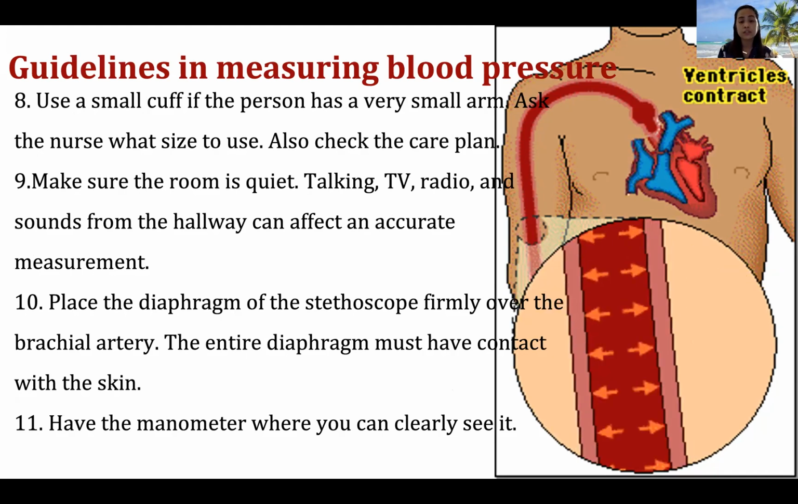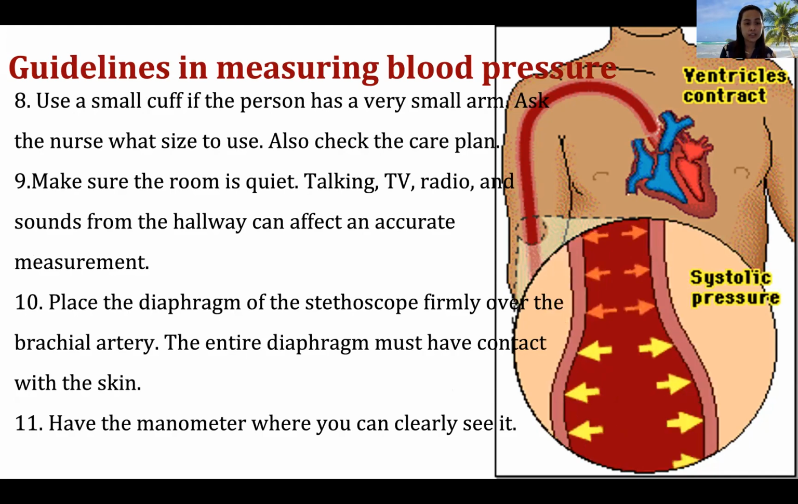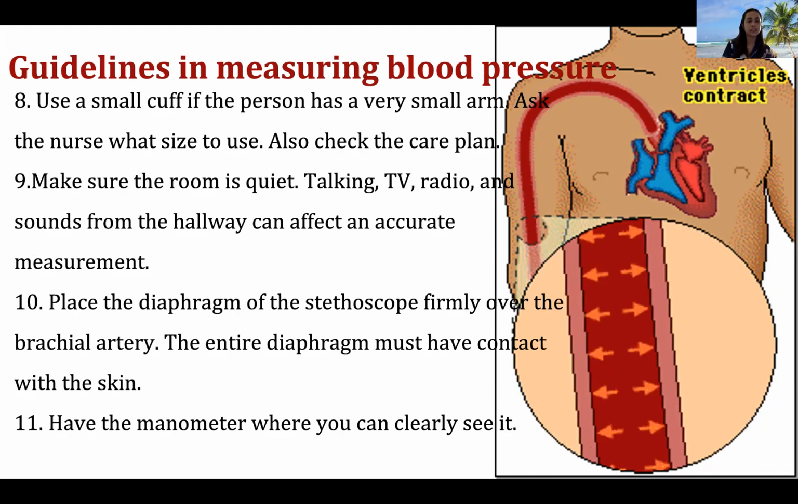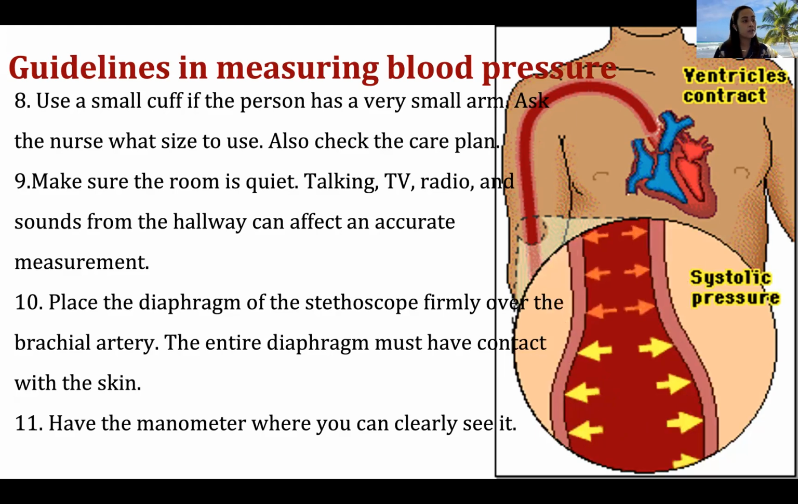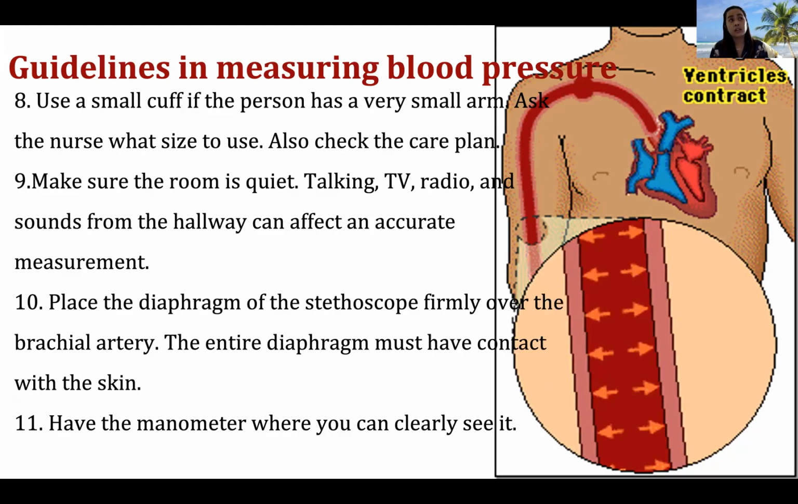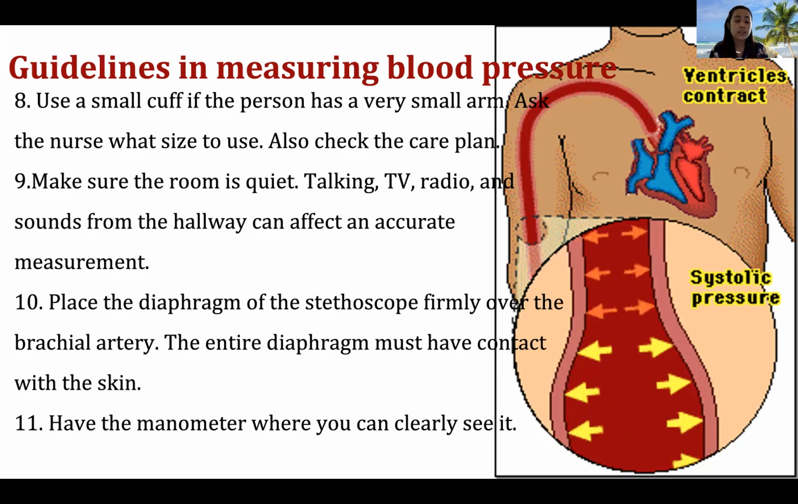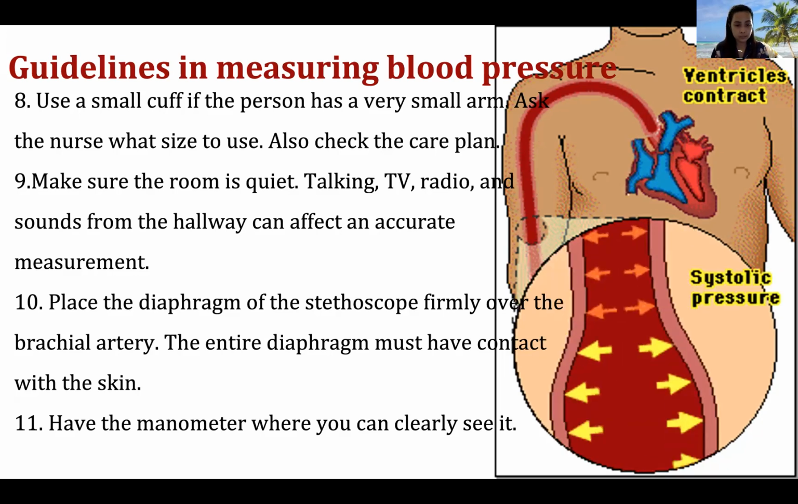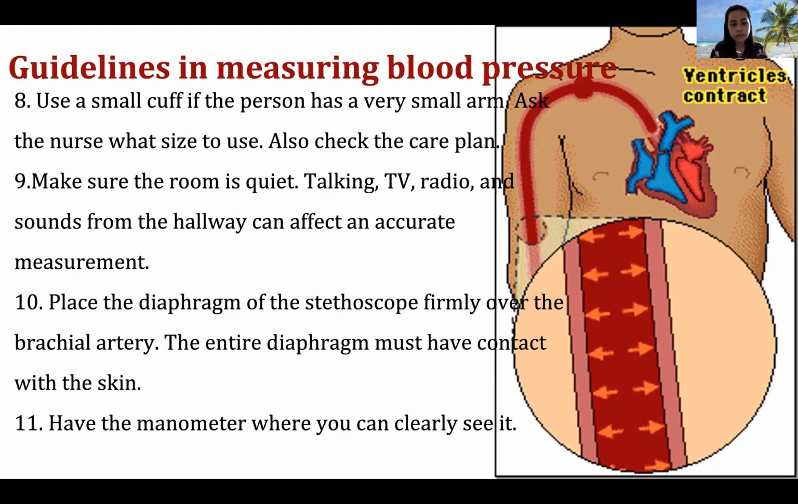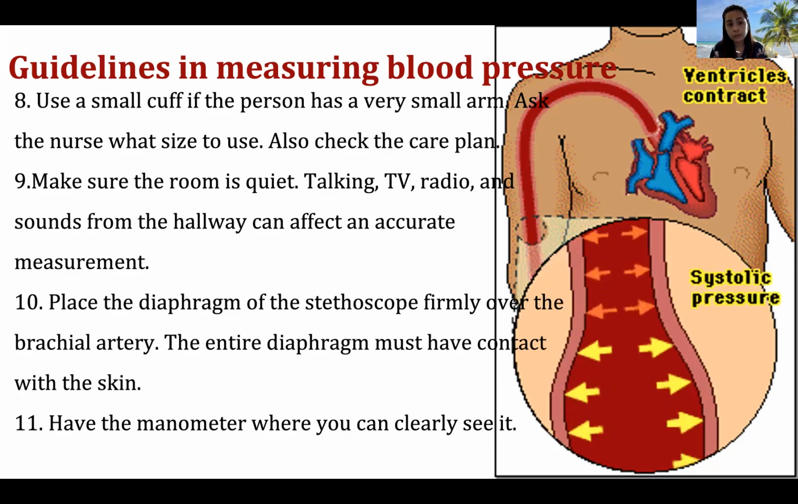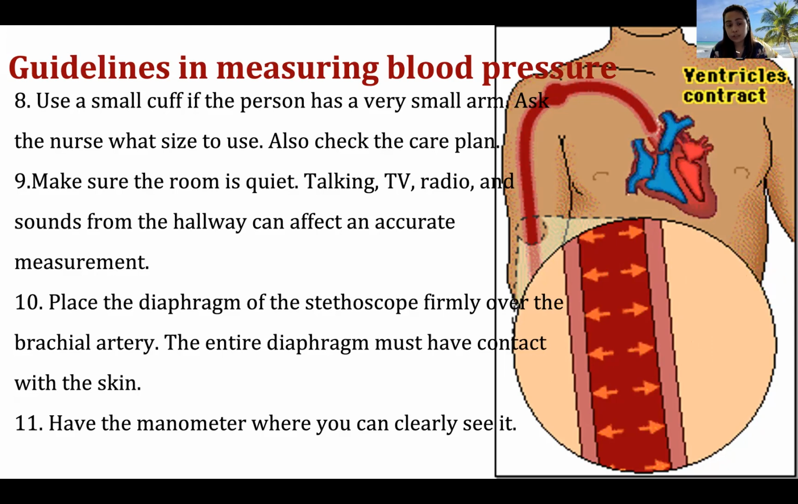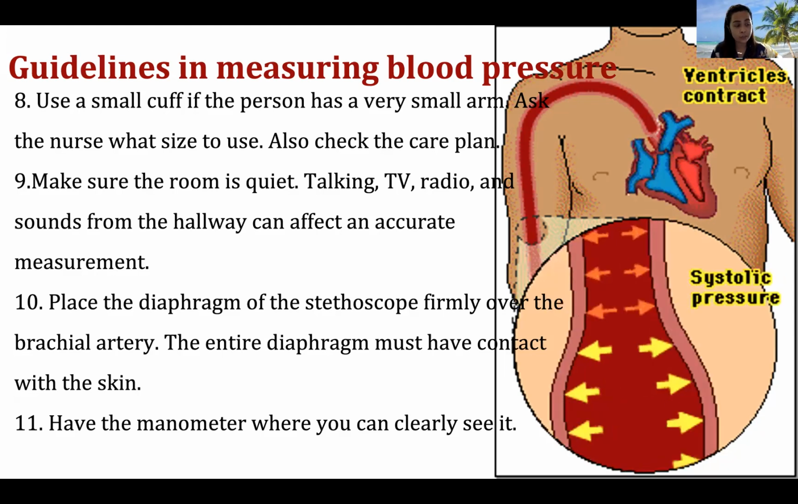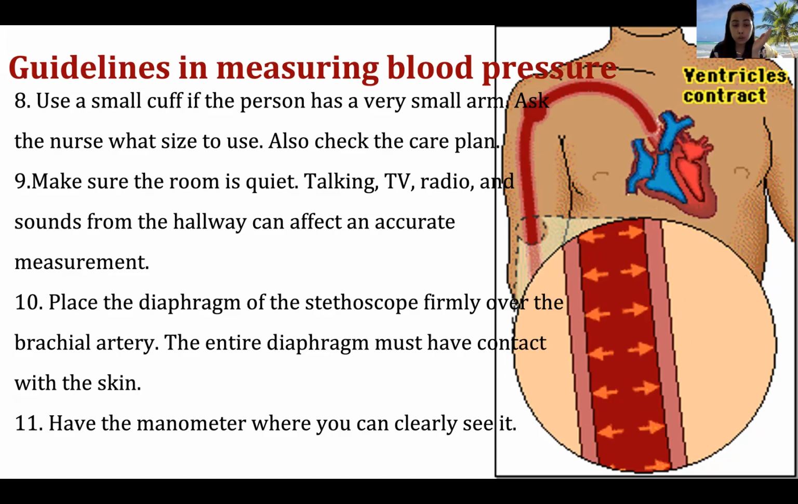Make sure the room is quiet. Talking, TV, radio, and sounds from the hallway can affect an accurate measurement. This is applicable if you are using the digital blood pressure machine, because any gadgets can affect the accurate measurement of the blood pressure. And if you are new, you should make sure that the room is quiet if you are using an aneroid, because if you are new, it's very difficult for you to appreciate the sounds.